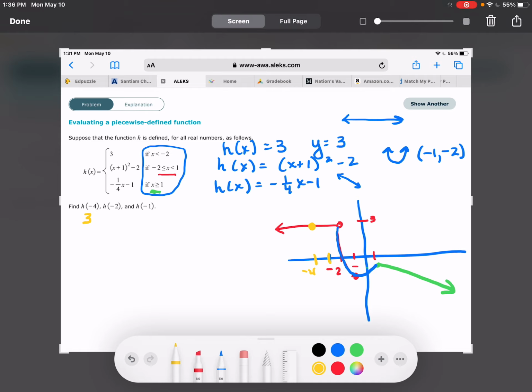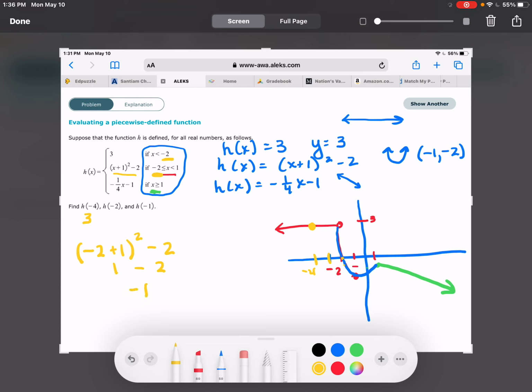All right, then it asks us about the h of -2, and the h of -2 does not fall here because that's not or equal to, but it does fall here. So this equation will apply. So what I'm going to do is I'm going to take that -2 and plug that in. We're going to have (x plus 1) squared minus 2, and we're going to take a -2 to plug in here. -2 plus 1. We're going to square that and subtract 2. -2 plus 1 is -1 squared is 1. And 1 minus 2 gives us a negative 1.